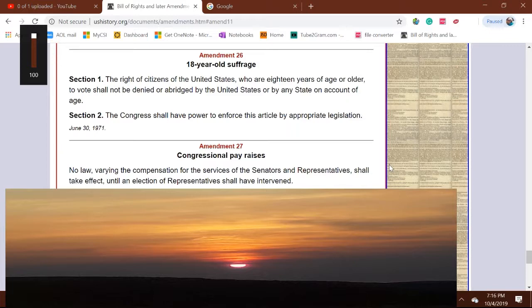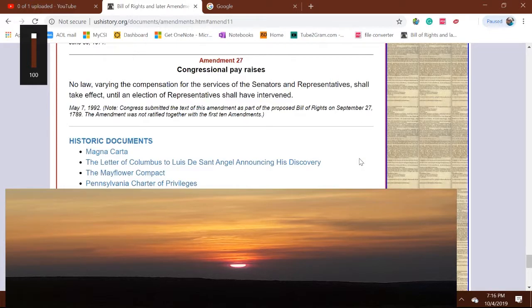June 30th, 1971. Amendment 27. Congressional pay raises. No law varying the compensation for the services of the senators and representatives shall take effect until an election of representatives shall have intervened. May 7, 1992. Note: Congress submitted the text of this amendment as part of its proposed Bill of Rights on September 27, 1789. The amendment was not ratified together with the first 10 amendments.